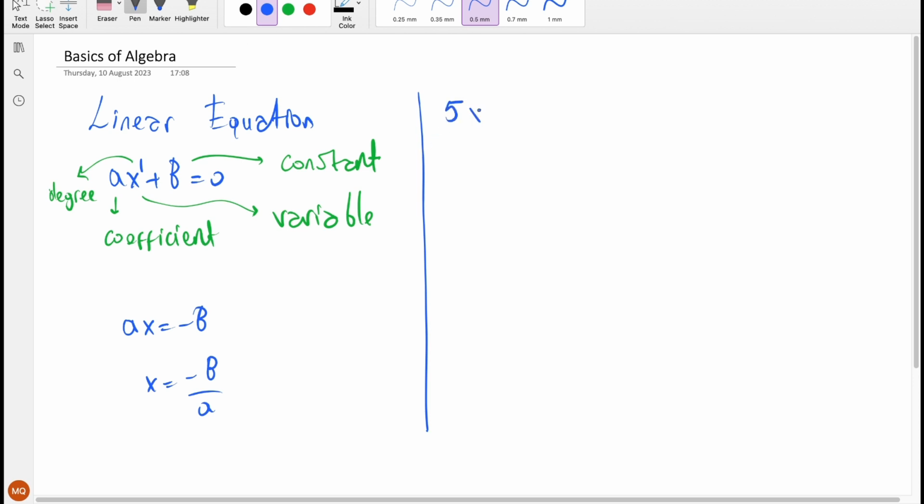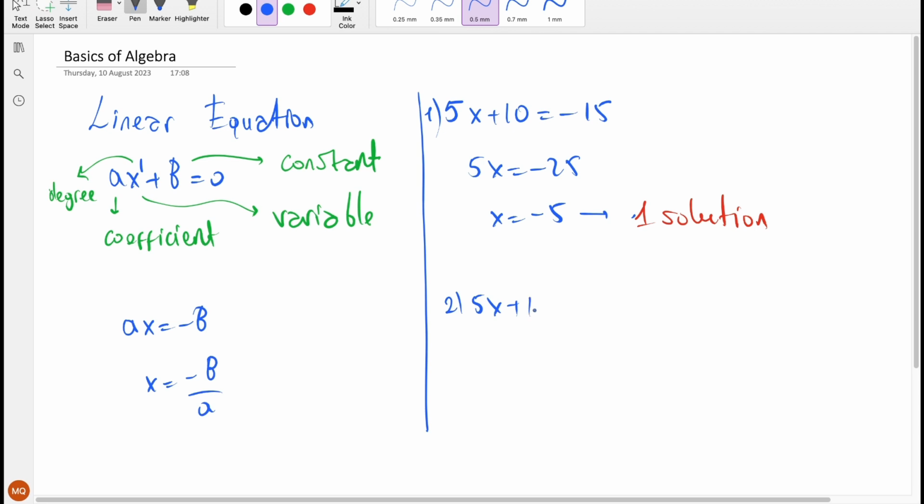Okay, let's solve 5x plus 10 is equal to negative 15. 5x is equal to negative 25 and x is equal to negative 5. It means that we have only one solution. But sometimes we can have a different number of solutions. Let's write another example.